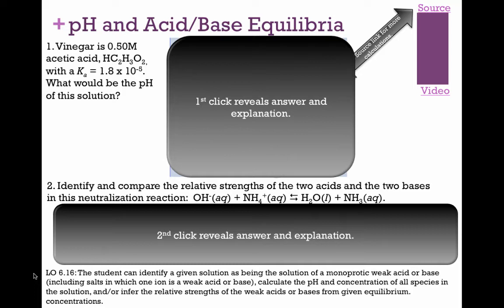What do I need to do, though, to make this easier? Assume X is small. Or you can say X is much less than 0.50. So then we have X squared over 0.50. You solve for X. What is X? In terms of H plus. And then how do I find pH? Negative log of H plus.